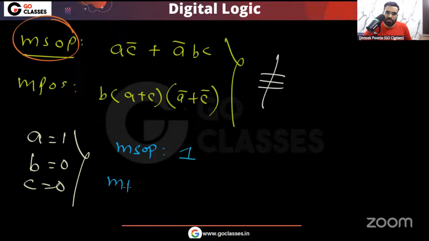And you can see what this minimal POS expression will become. If I put B0, then this whole thing will become 0. So definitely you can see that they are not equivalent. Yes or no? Very simple. I hope you understood.